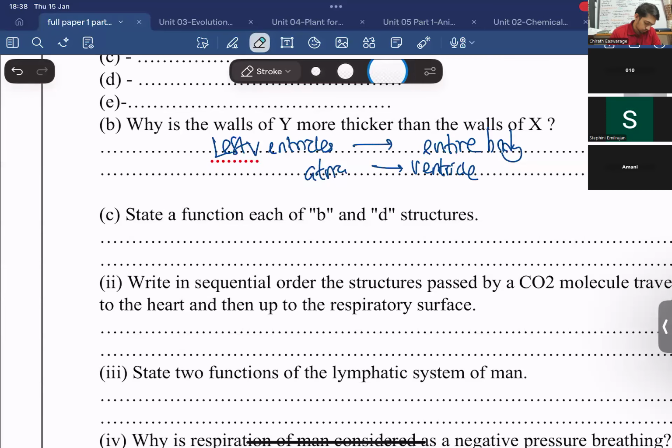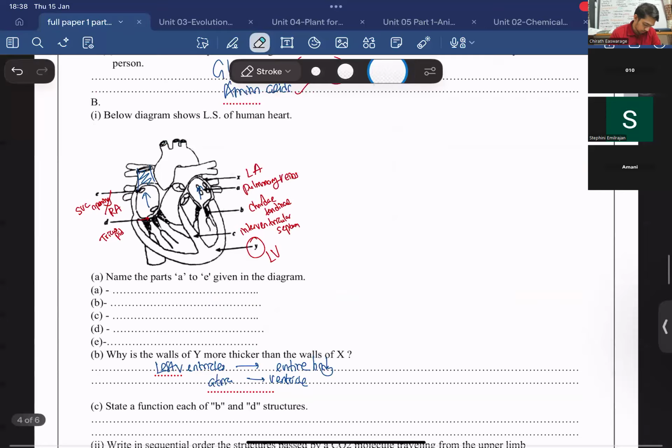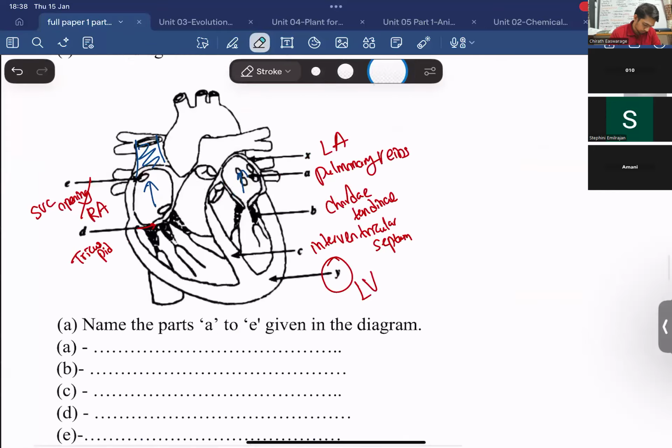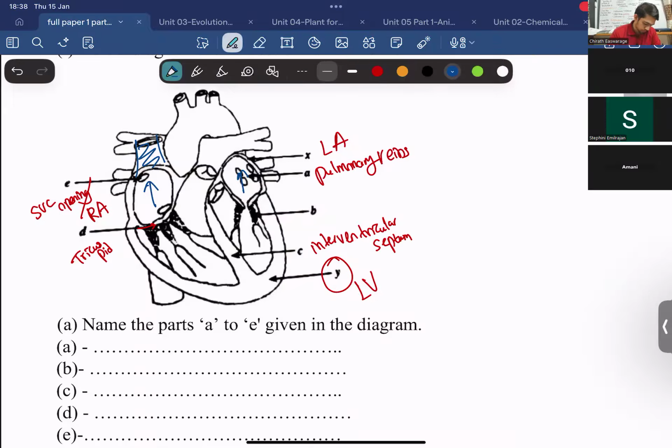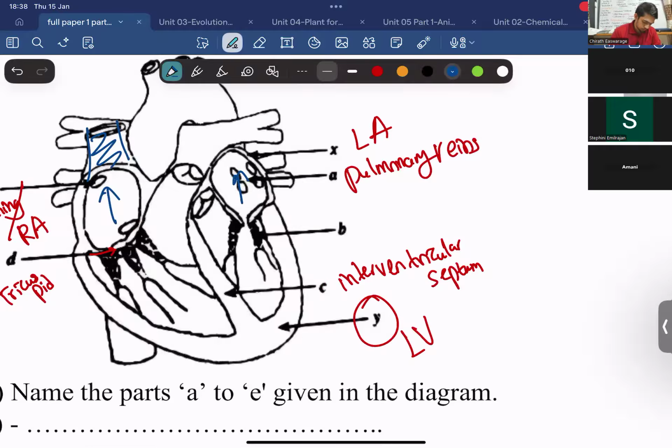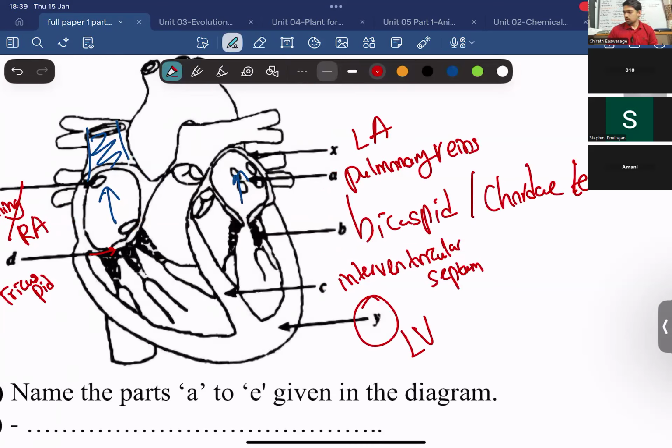The thing is, I think they have taken B as bicuspid valve, neither. I think they have taken bicuspid. So take B as bicuspid. But if you have written chordae tendineae, that's also fine. Okay. All right.